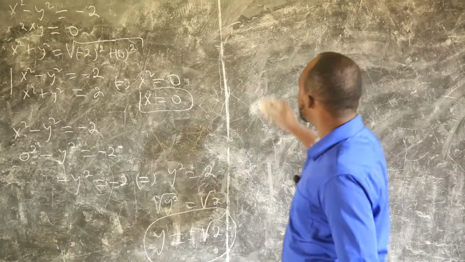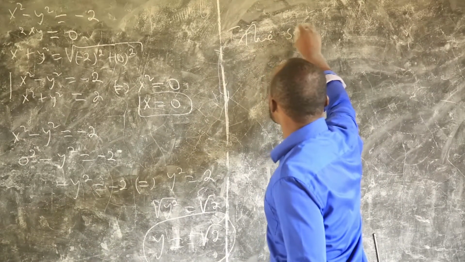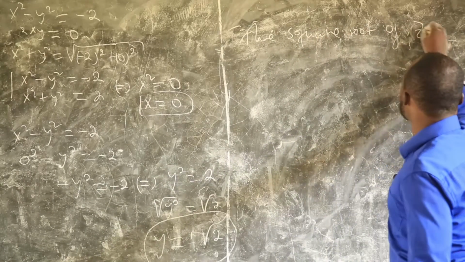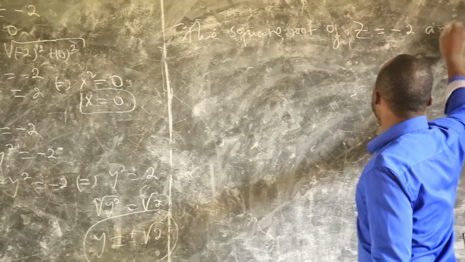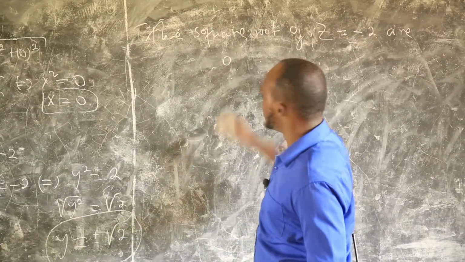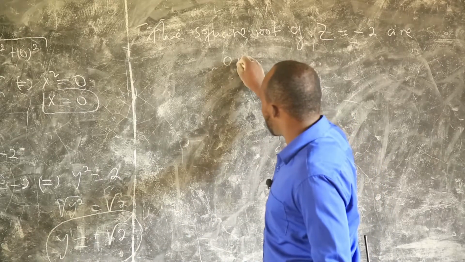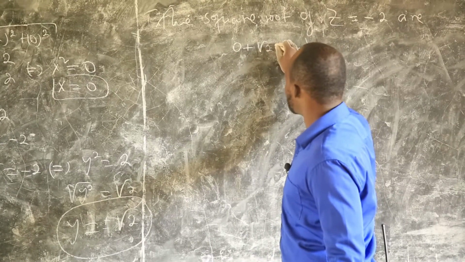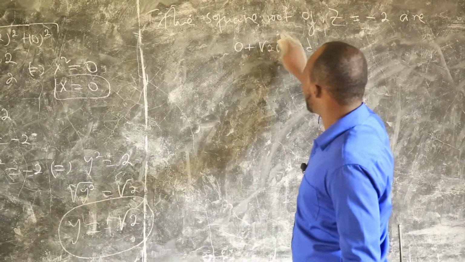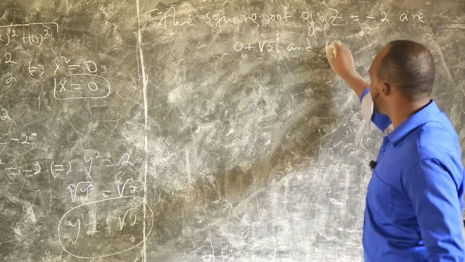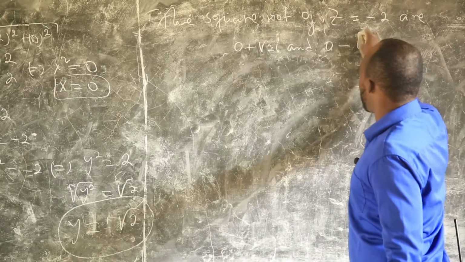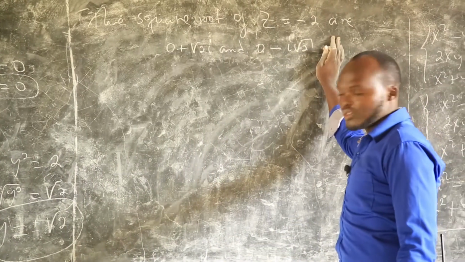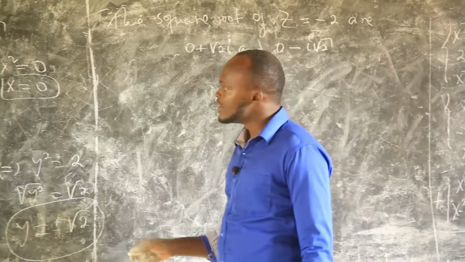So meaning that the square roots of z equal to negative 2 are 0 plus root 2i, and 0 minus root 2i. So those are the square roots of what? Of negative 2.